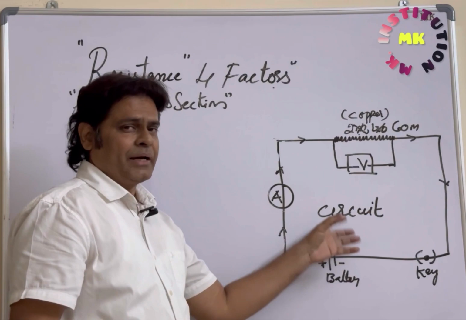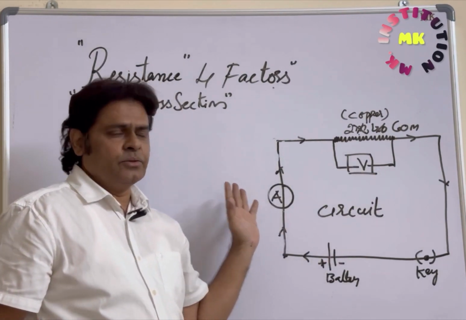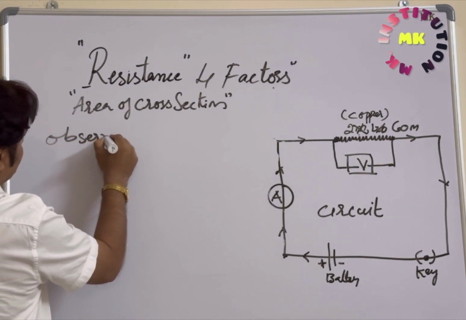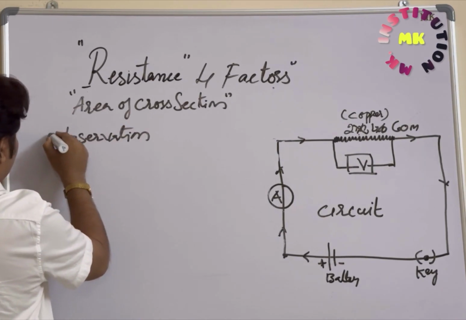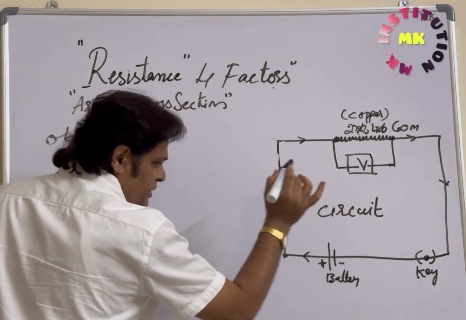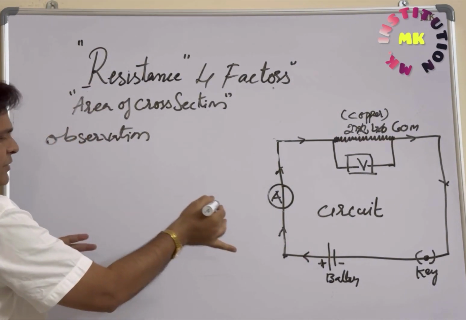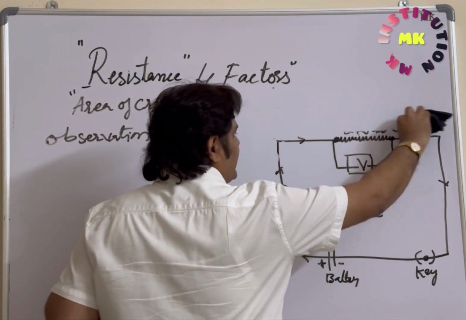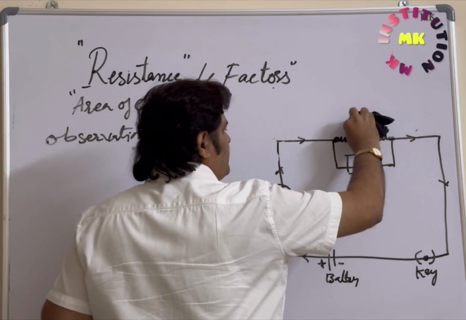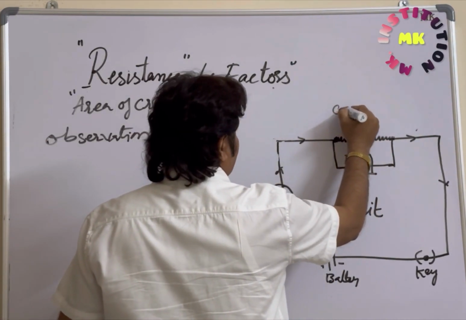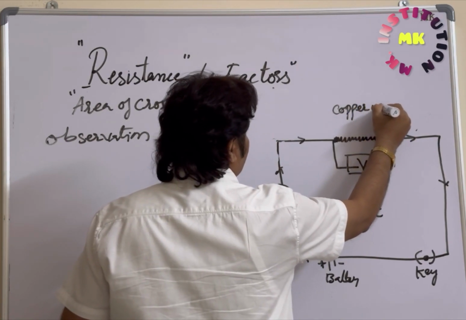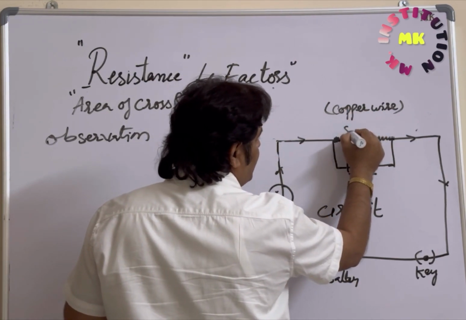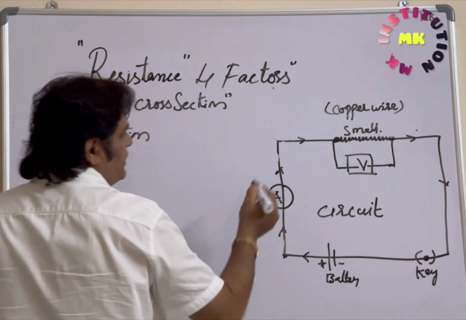We are doing the practical activity. If you are doing it, you definitely have to arrange all this apparatus. Next, the observation. Already you have arranged your apparatus and everything is ready. Switch on the key, and then we'll see the observations. We are using copper wire as a conductor, but the area of cross section of this copper wire is small. With this we'll start our experiment.